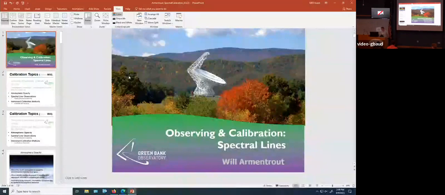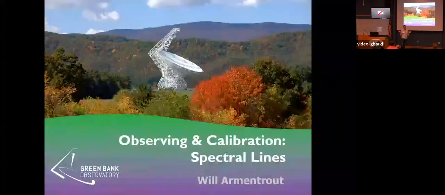Okay, so who here has done spectral line observations with any kind of telescope? What about radio telescopes? What about single dish radio telescopes? Okay, so we're winnowing down.